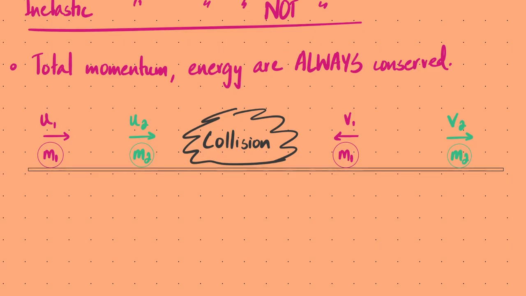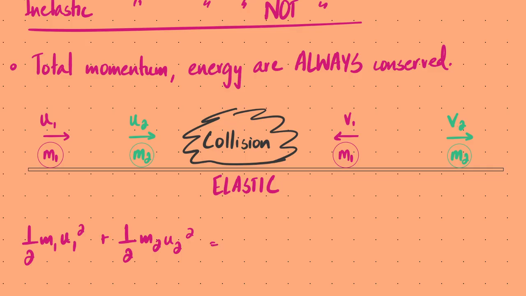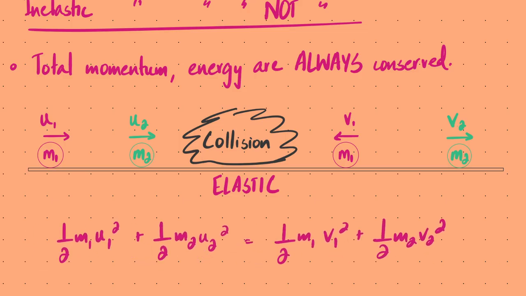So the idea is that the total kinetic energy before the collision would equal the total kinetic energy after the collision if it's elastic. I would write the expression like this: half m1 u1 squared plus half m2 u2 squared equals half m1 v1 squared plus half m2 v2 squared. This is just the kinetic energy formula in action for such an elastic collision, right? So that's how this expression would be.